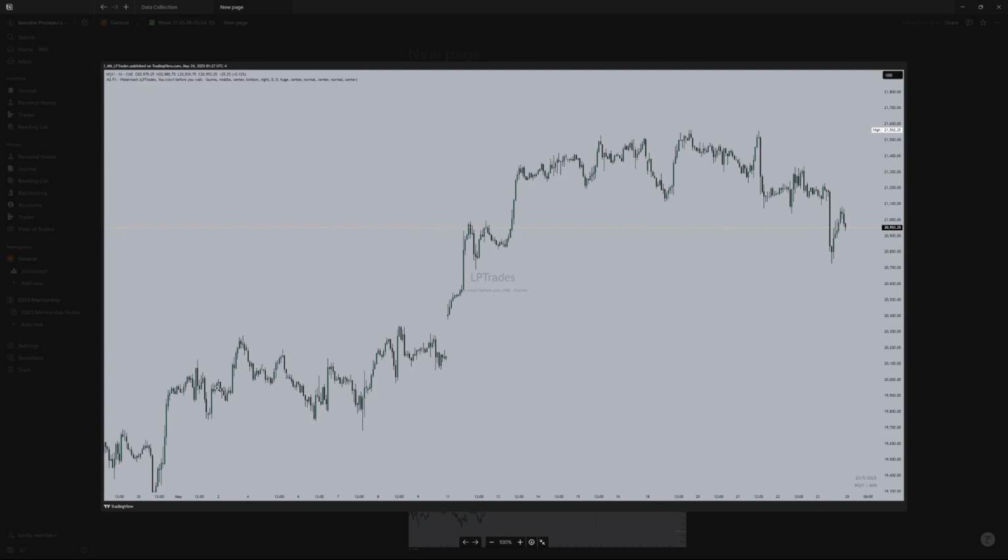And I want you to put a vertical line at every 6 p.m. New York time. So go to New York time and then put 1800, or 6 p.m., and then put a vertical line on that time. Basically, the market closes at 1700, it reopens at 1800. So there's an hour break in between, and that separates each day's price action.